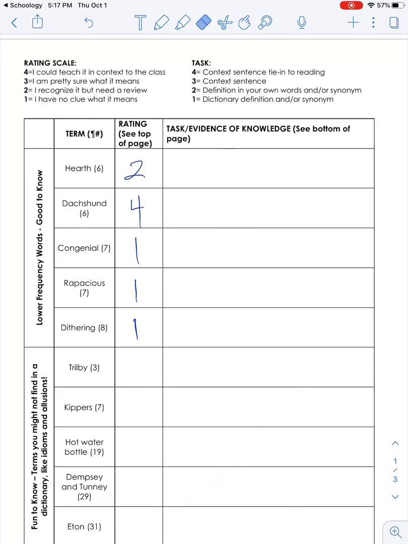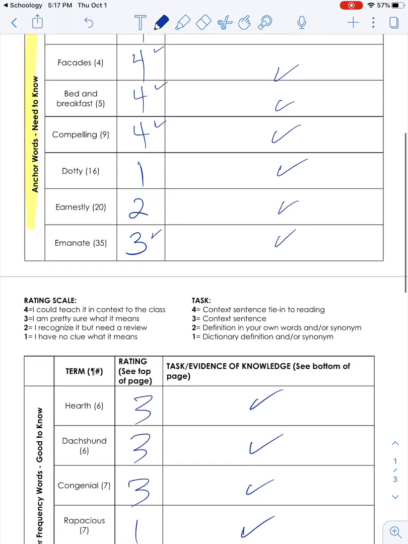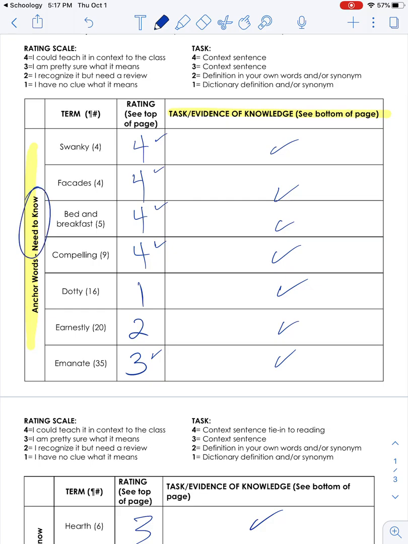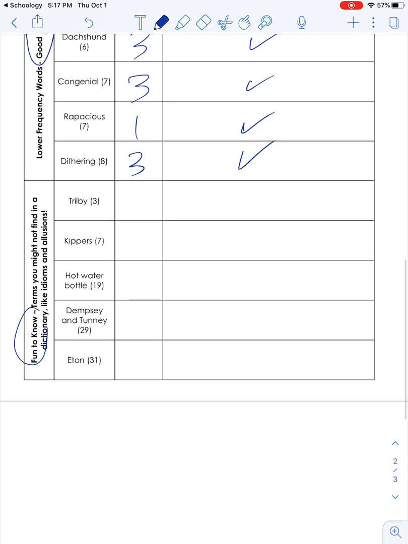On the off chance that some of you might even know these words really well, let's say you rate yourself at a 3, except for rapacious. I can't imagine any 13-year-old knows the word rapacious. But let's say you're pretty confident, right? You go through, you complete the tasks, and then you'd move on to the third and final tier, the fun to know words. So if you look at the way the sections are titled, there's need to know, good to know, and fun to know.